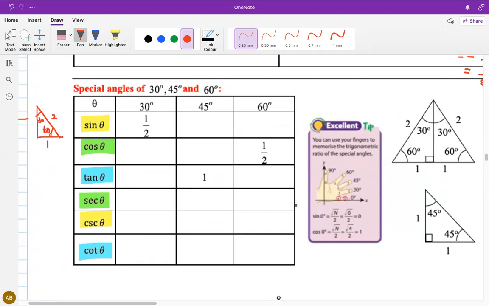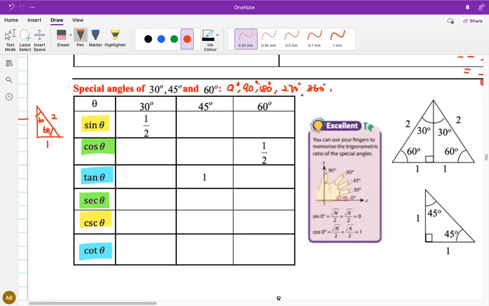Actually, special angles also include 0°, 90, 180, 270, and 360°. You will learn these when you start to draw, I mean sketch the graph. After we discuss 30, 45, and 60°, I will briefly show you the special angles for 0, 90, 180, 270, and 360. So it's very useful to remember.